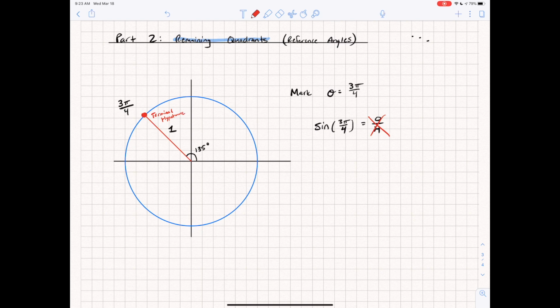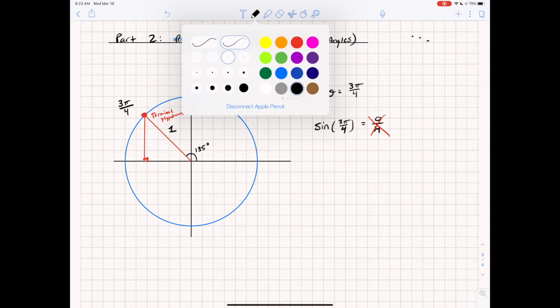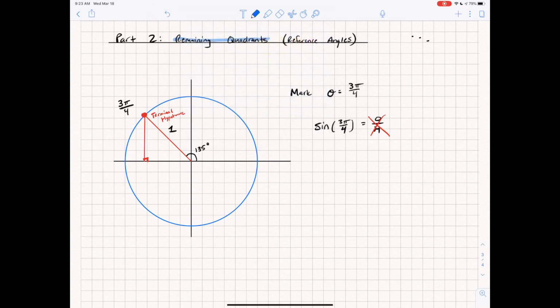And the way that we're going to draw it, and this is where you need to be very, very, very consistent, is that this triangle is going to be drawn with the right angle always on the x-axis. And part of the reason is consistency. I'll kind of show you this in a minute with another example. But for now, I want you to notice we now have a new right triangle here for 3 pi over 4.